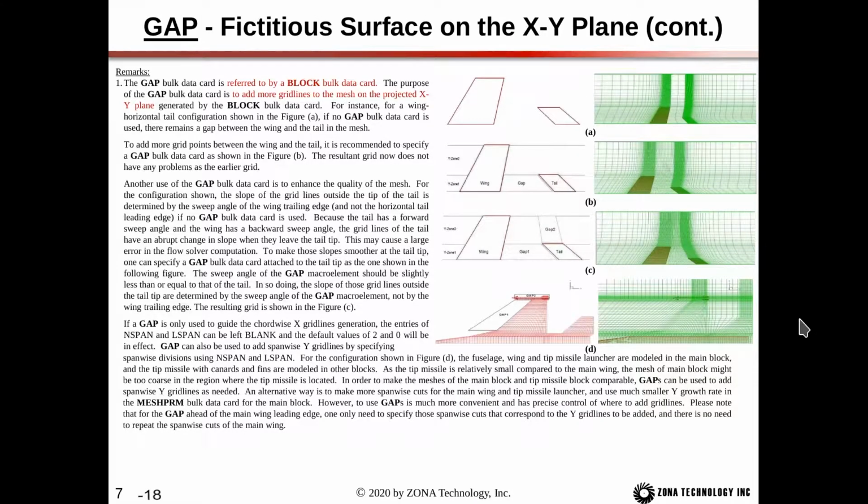So if we look at some pictures here where we might want to use the gap. In the top figure, figure A, we have a wing and a tail in the same block here. Now if you do not have a gap card, then the resulting mesh might look like this, which is a bad mesh because we have very fine cuts along the wing, and then just after the wing we have this huge box size, then we have a second huge box, and then the tail.